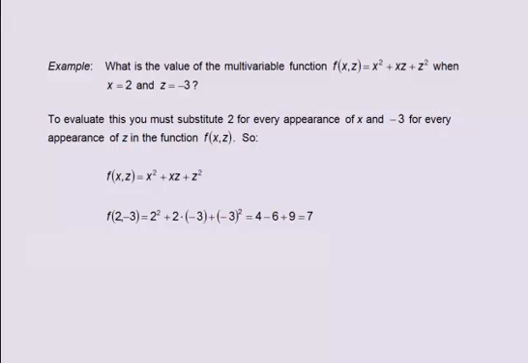Substitute x equals 2 and z equals minus 3. This gives f of 2, minus 3 equals 2 squared plus 2 times minus 3 plus minus 3 squared, which equals 4 minus 6 plus 9, which equals 7. So, f of 2, minus 3 equals 7.